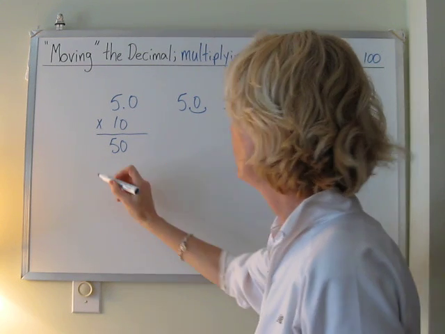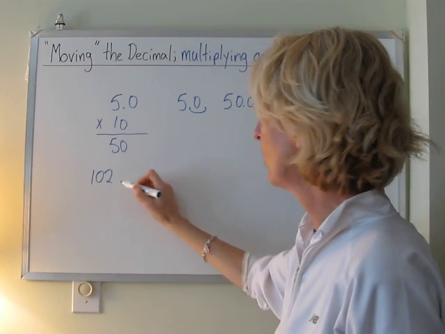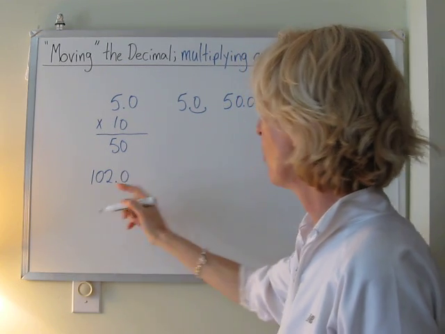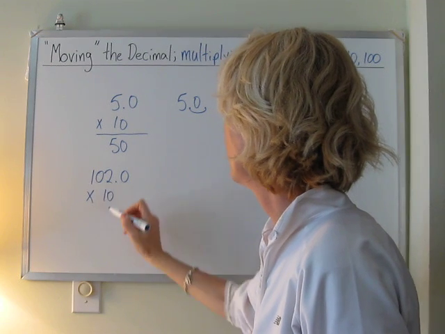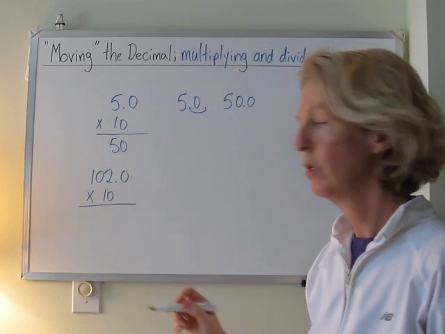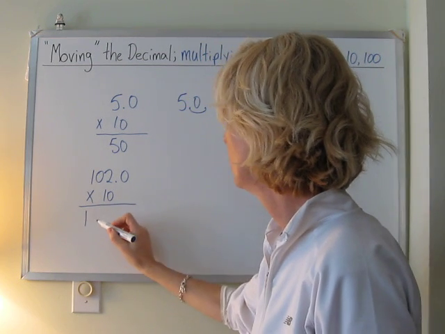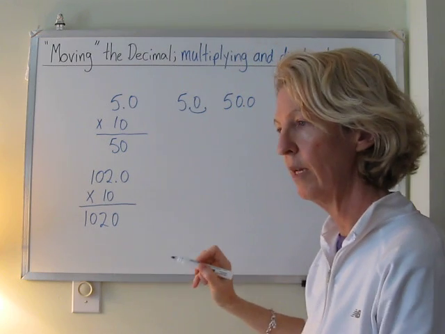102. Now, as a whole number, the decimal and the zero is always there at the end. What happens when we multiply this number by 10? What's our answer? 1,020. Good. You okay there, honey? You got that?